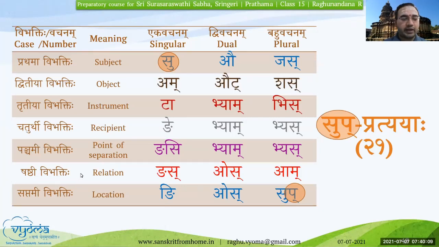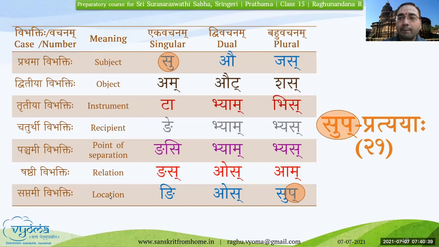Now Shashti Vibhakti is relation. This is basically to say this belongs to this person, or Dasharathasya putraha Ramaha, son of Dasharatha. So of, the relation is there. Shashti Vibhakti is used to depict that. Dasharathasya. And Saptami Vibhakti, location. This is in general used for time or location.